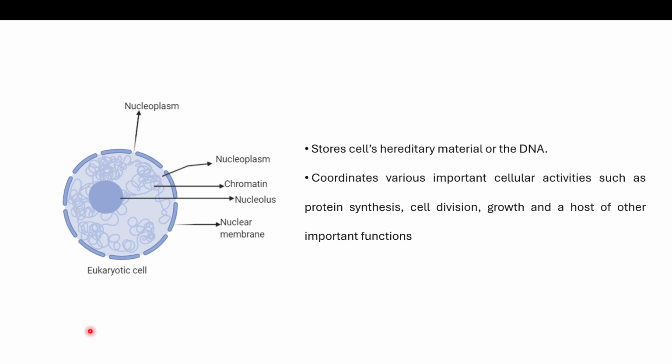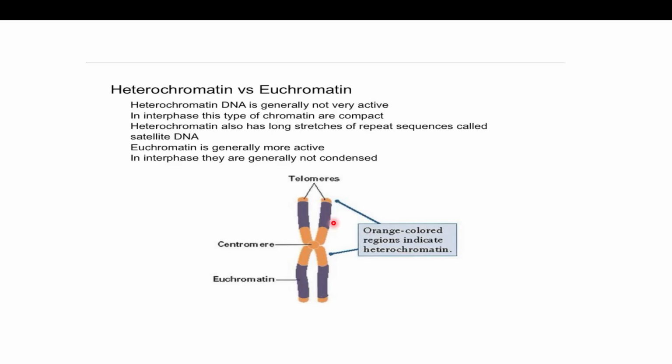This is a eukaryotic nucleus that we are talking about. It has a well-defined compartment. The nucleus is bound by the nuclear membrane. There are nuclear pores in between, and it has a nucleolus and chromatin, the genetic material, spread all around. Nucleus is basically the storage body where the cell's hereditary material, the DNA, is stored. Nucleus coordinates various important cellular activities like protein synthesis, cell division, growth, and a host of other important functions.